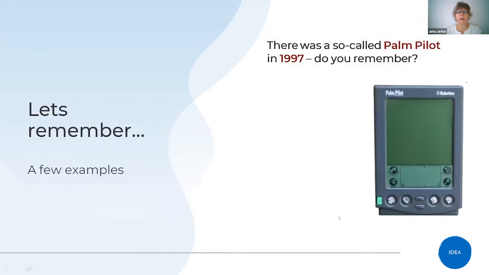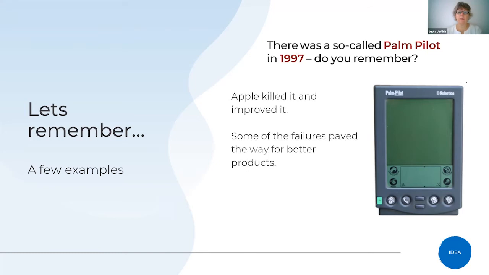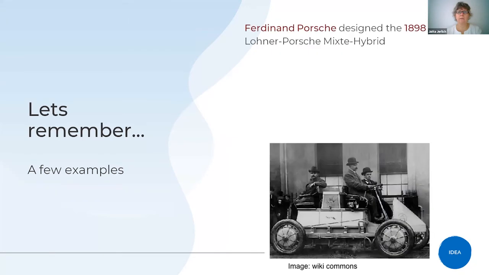Now I would like to look back. And I still remember those products. For you, maybe it's a good time to look this up. These are products that came out too early. There was the Palm Pilot already in 1997. And Apple put it back on the shelf because the market was not ready yet. But this product, of course, helped Apple a lot to create the iPhone later on. So product failures, or cases where you have to withdraw from the market, are something that helps you in the long run.